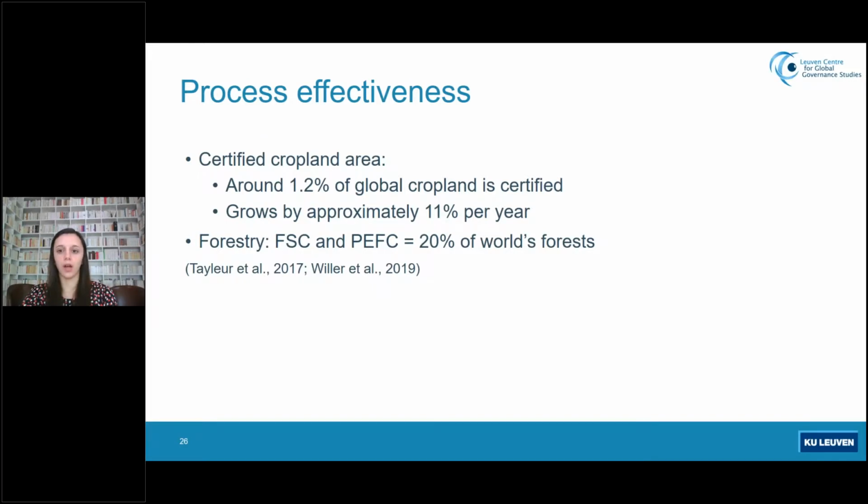And in the forestry industry, the numbers are even more impressive, because the PEFC and the FSC, as we mentioned earlier, are the two leading VSS in the forestry sector. These two only, they certify more than 20% of the world's forests. So this is quite impressive. But again, I have to say that adoption of VSS in different sectors is not geographically homogeneous.